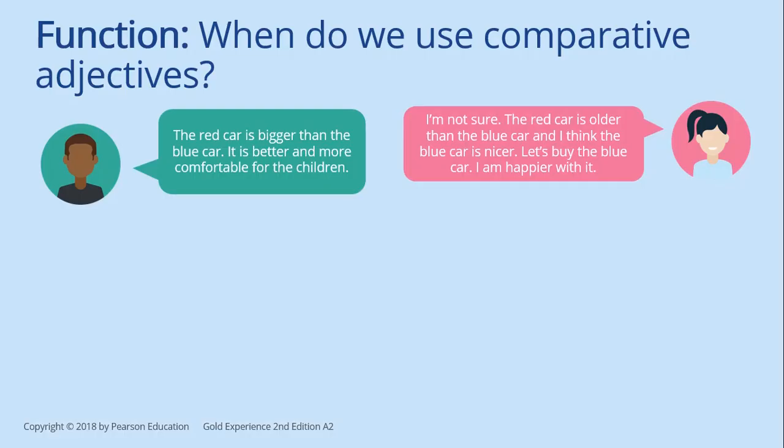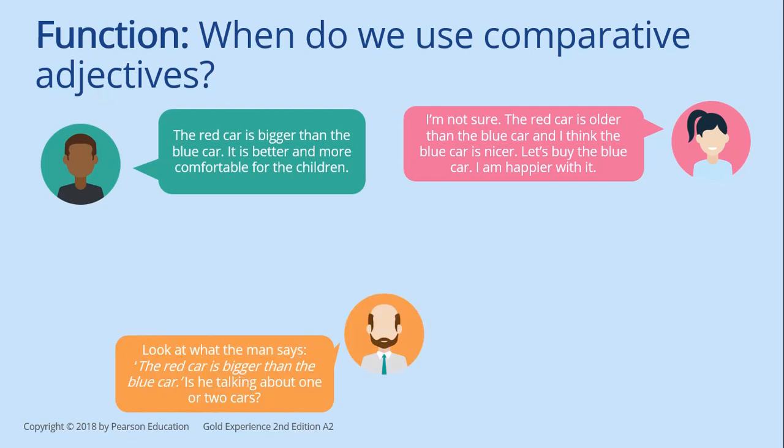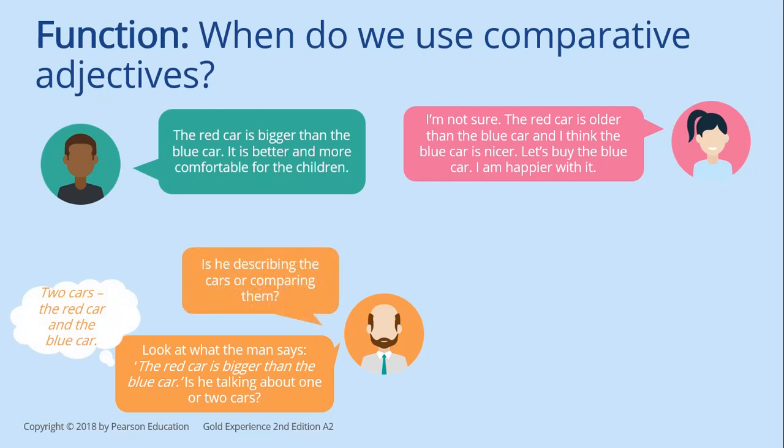You ready? Have a look at this dialogue. Look at what the man says. The red car is bigger than the blue car. Is he talking about one or two cars? Two cars. The red car and the blue car. Is he describing the cars or comparing them? He's comparing them.